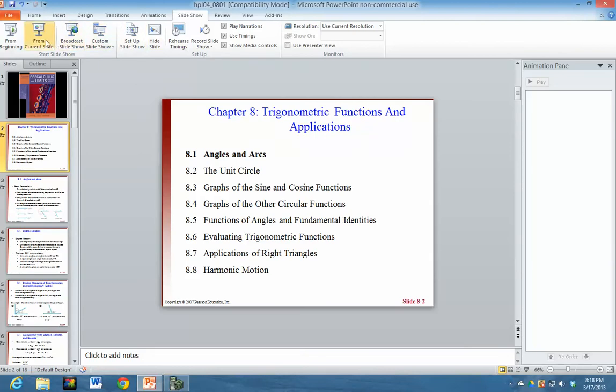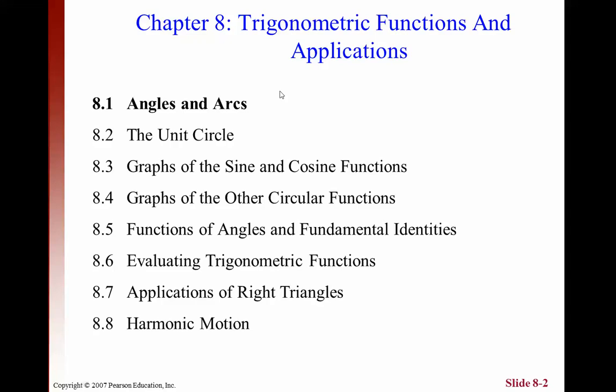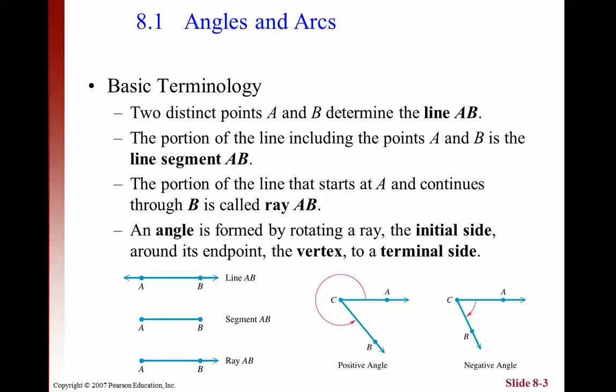Okay, we're going to talk today about arcs and angles. And the basic terminology of an angle is that it has two sides, which are both rays. A ray is a part of a line segment that has one beginning and it goes through another point and keeps on going forever. So you have two rays that form an angle. They both meet at one starting point. That's called the vertex of the angle.